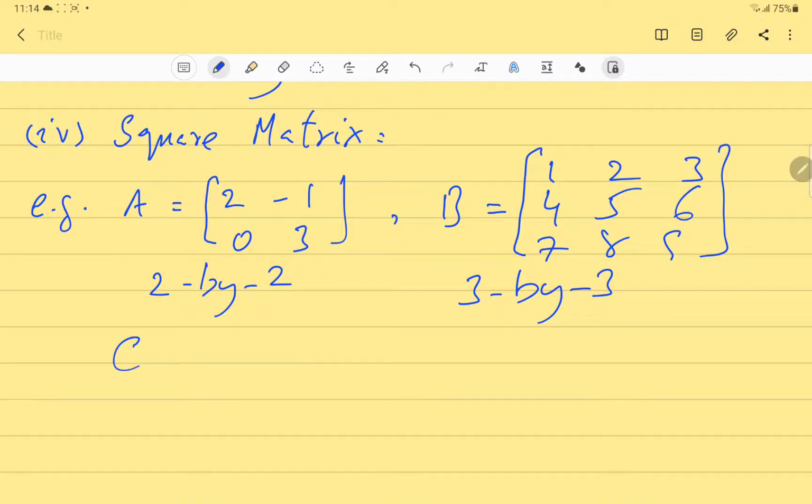Another example, C is equal to 3. This is a matrix and its order is 1 by 1. 1 row, 1 column.